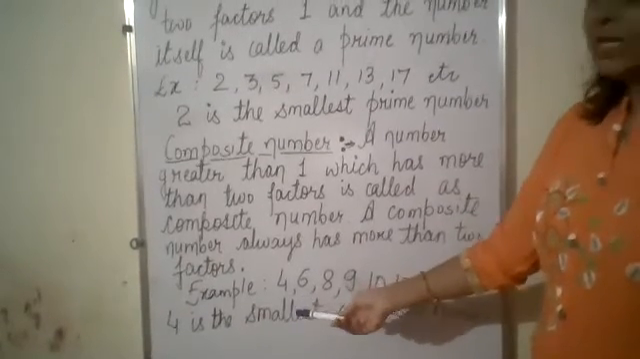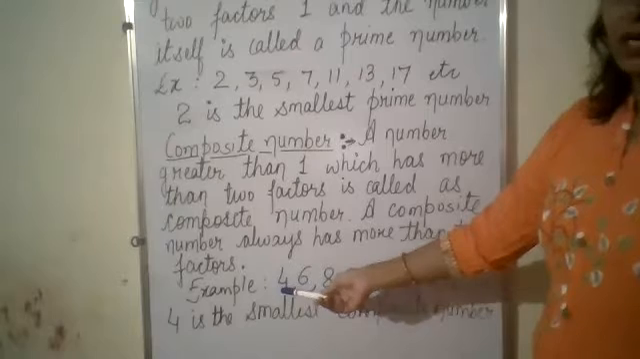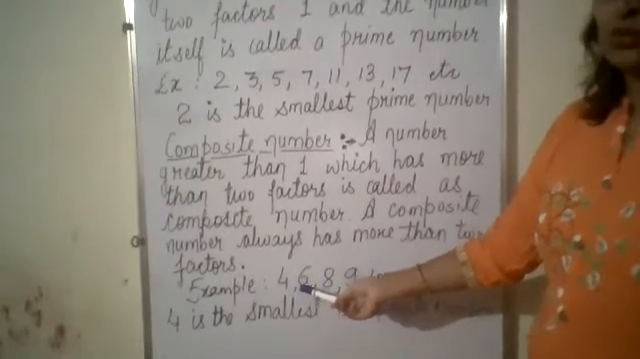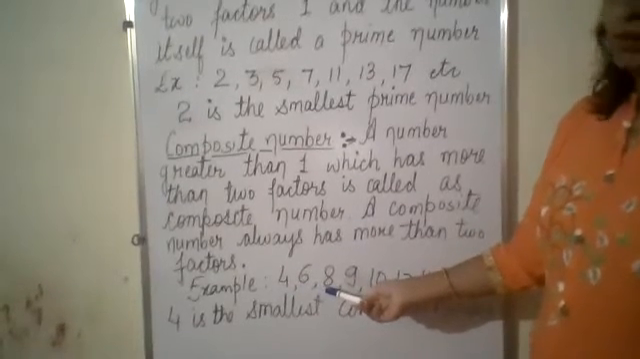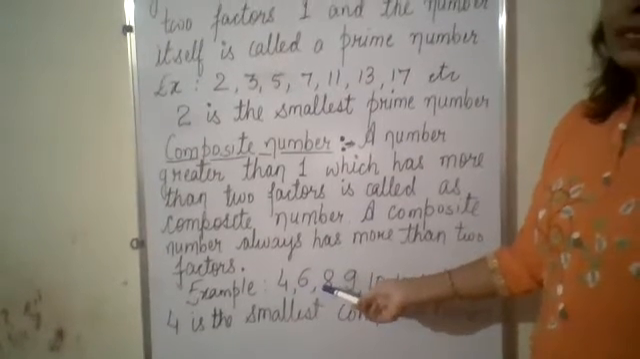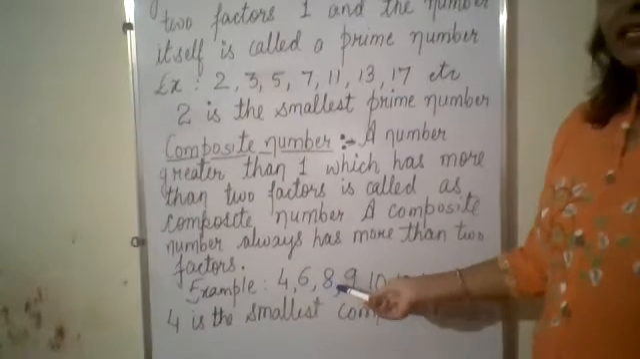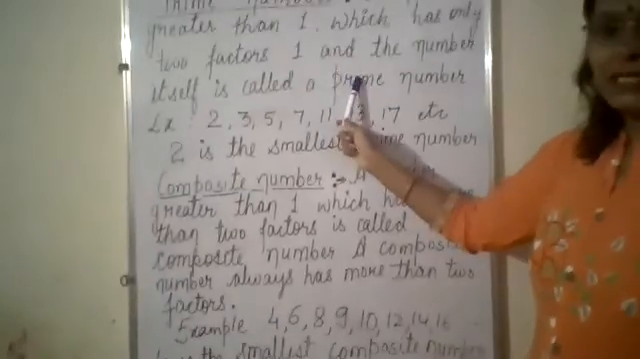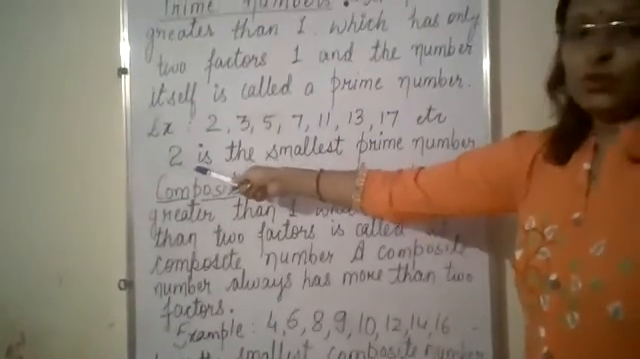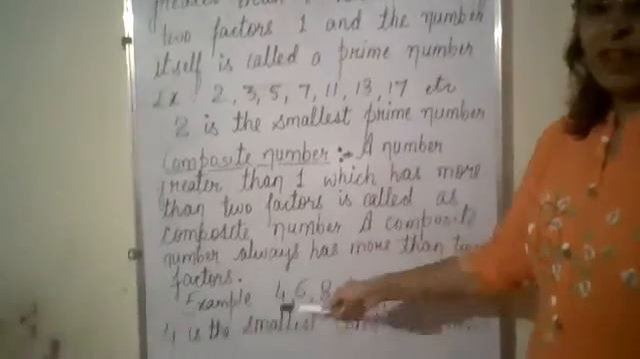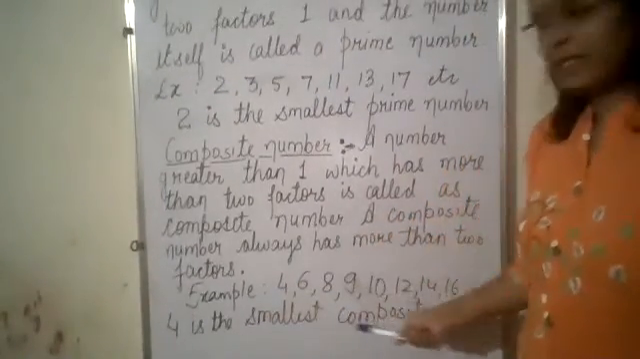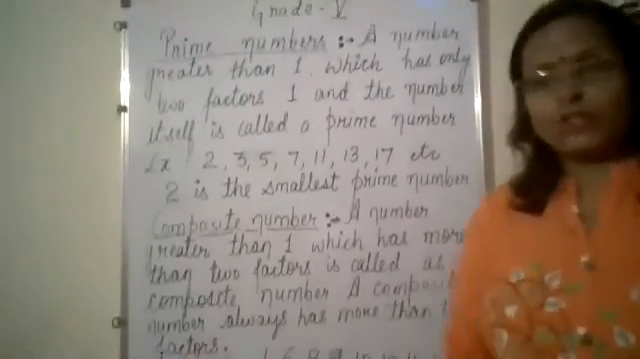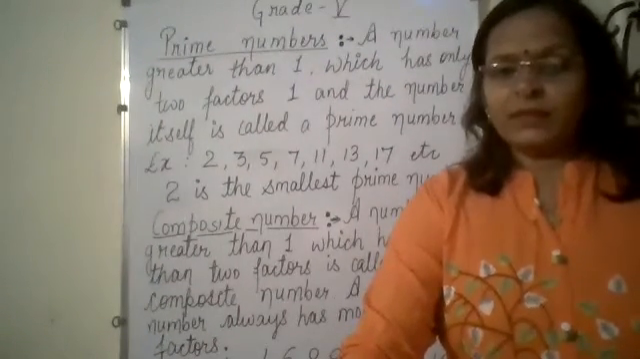Now you will see 4 has more than two factors, that is 1, 2, and 4. Similarly, 6 has more than two factors, that is 1, 2, 3, and 6. Similarly, 8 has more than two factors, that is 1, 2, 4, and 8, and so on. So, the smallest prime number is 2, whereas 4 is the smallest composite number. I hope it is clear to all of you, right?